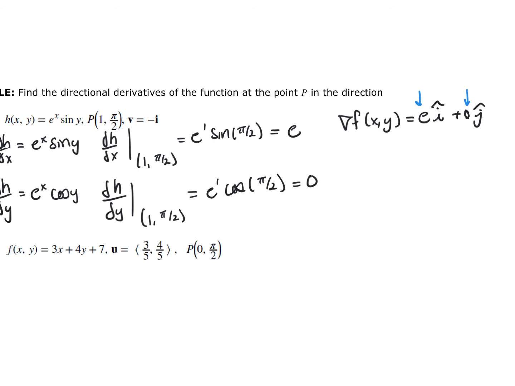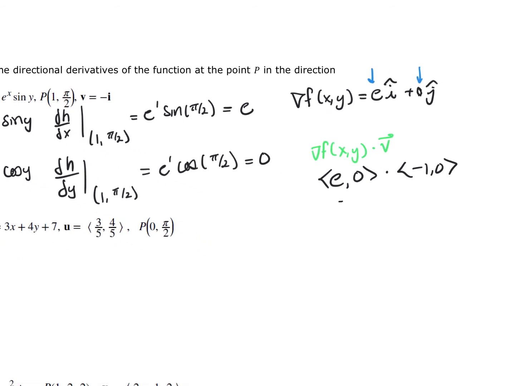And so now I just have to find the directional derivative, which we know is going to be this gradient dotted with my vector that I'm going in. So I have e comma 0. Doing the dot product, my v is just negative 1 comma 0. And so my final answer then, this is my directional derivative, D_v of f of x comma y, is going to be equal to just negative e, and that's it.